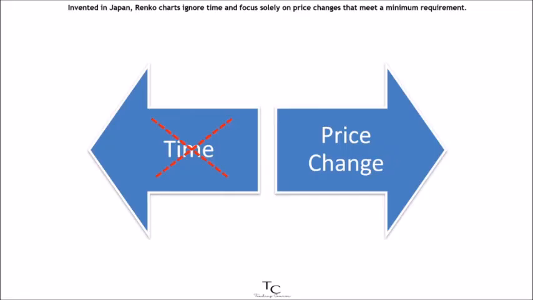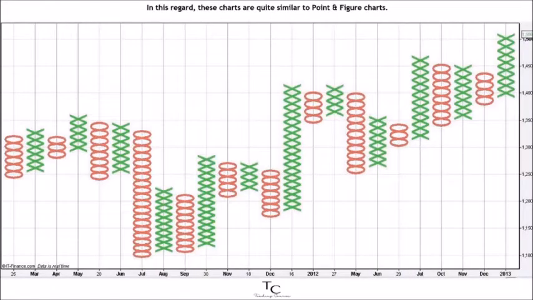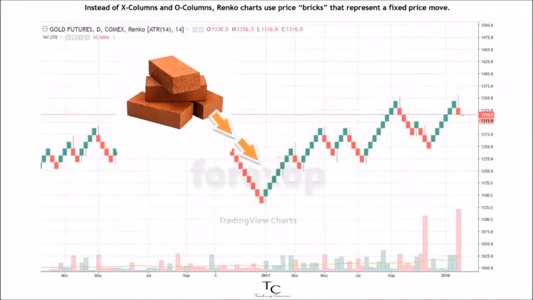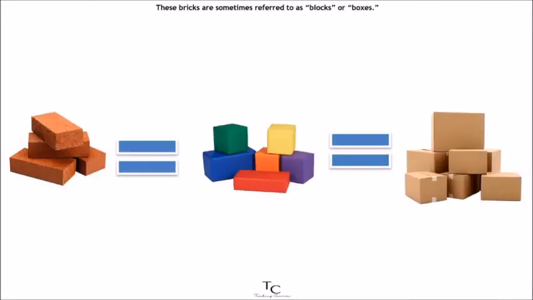Invented in Japan, Renko charts ignore time and focus solely on price changes that meet a minimum requirement. In this regard, these charts are quite similar to point and figure charts. Instead of X columns and O columns, Renko charts use price bricks that represent a fixed price move. These bricks are sometimes referred to as blocks or boxes.